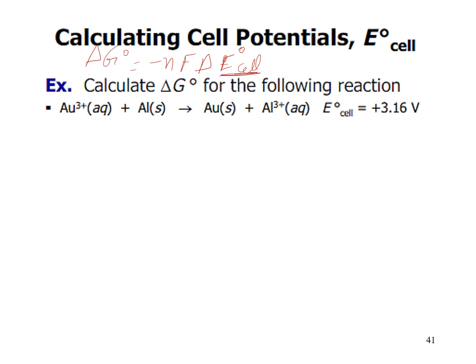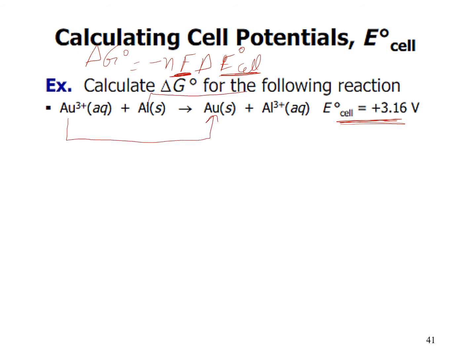E naught for the cell is given to us. F is the Faraday constant, which we are already aware of, so we know what it is. Lastly, what we need is n right here. And what is the value of n? We'll have to solve for it. How do you solve for it? You balance your chemical reaction.